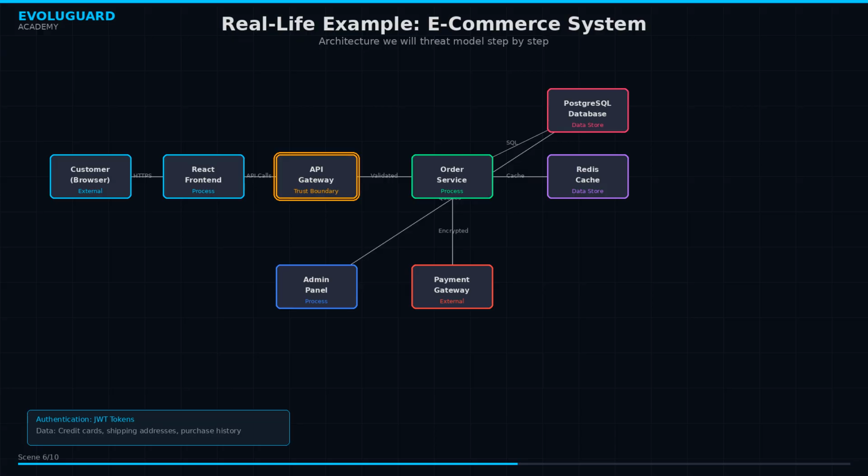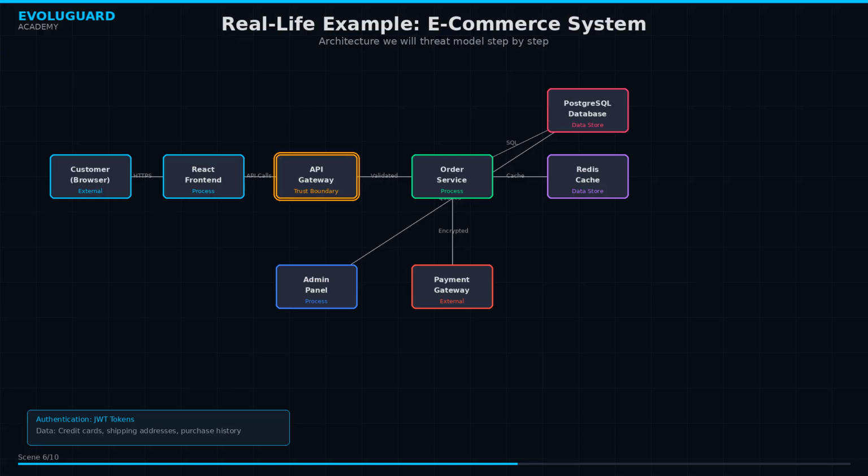Users authenticate via JSON Web Tokens. The system processes credit card numbers, shipping addresses, and full purchase history. This is exactly the kind of architecture where a single missed threat model gap leads to front-page headlines and regulatory penalties.